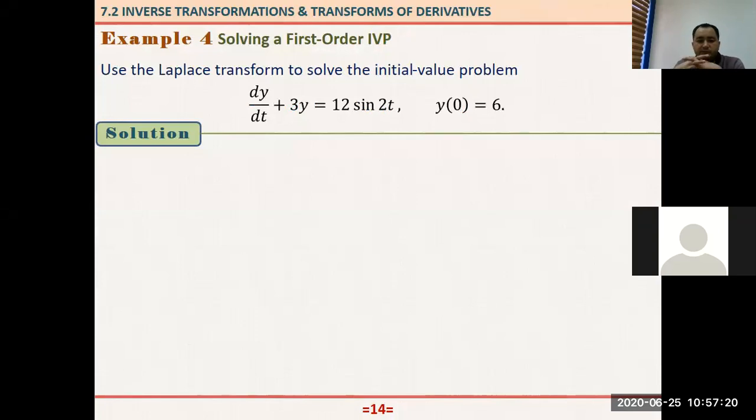So now let's immediately apply what we have just learned to this differential equation. That is a first order differential equation, right? It is linear, as you see, because all the coefficients are constants. Here we have y prime plus 3y is equal to 12 times sine of 2t. And here the initial value is given at 0: the value of the function is 6. That means the graph of the function is passing through this point. So we are looking for this solution, something like that. We don't know yet.